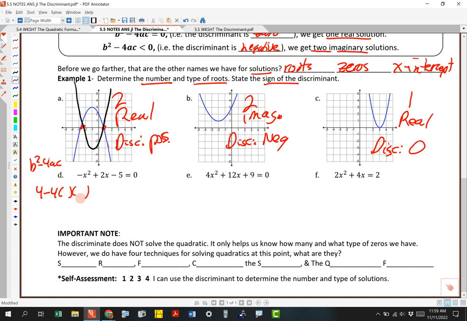So even here, this is the work that I would show. I'm going to say, hey, b is the 2. I'm going to square that, I get a 4. I'm going to write down negative 4, and then I'm going to do a, negative 1, c, negative 5.